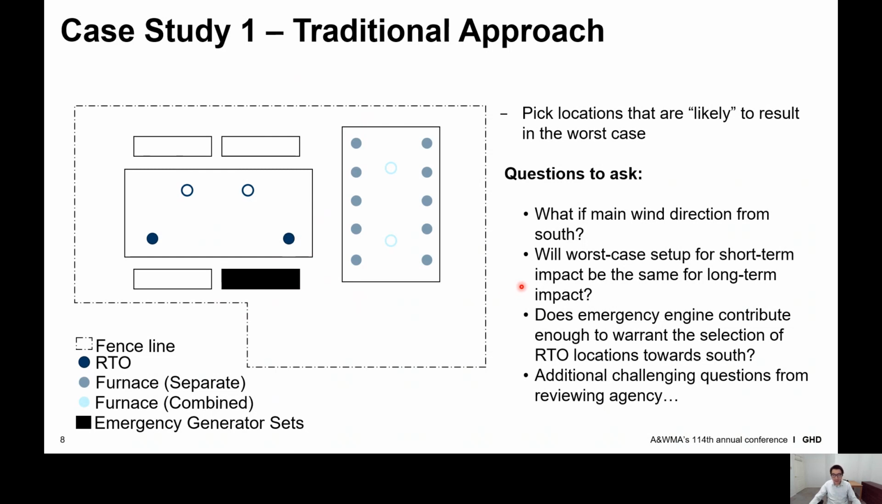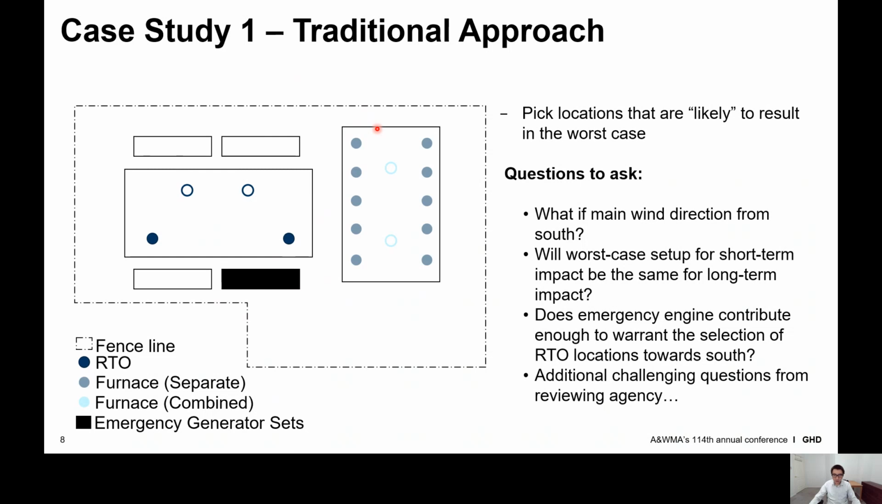What to do with that? And will the worst case setup for short-term impact be the same for long-term impact? That being said, my 1 hour NO2 model, will it have the worst case location at the same place as its annual NO2 model? What if they are different? By using just one scenario, am I missing anything?